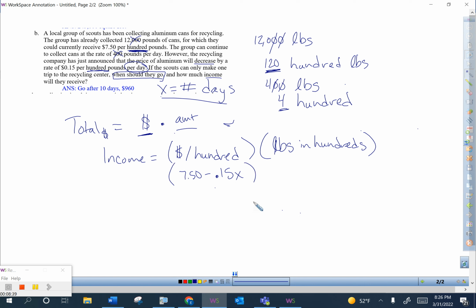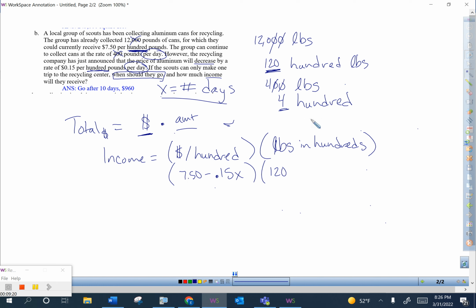That's our first part. Now we're going to do the same kind of thing over here. We're going to just look at the numbers that we have in hundreds of pounds. We already changed them to 120 and 4. Those are the numbers we have to use. But we have to go back to the reading to see which one goes with X. So here it says they have already collected the 12,000. So that was 120, our starting point. Then it said the group can continue at a rate of 400 per day. So that's that per day again, so that number has to go with our X. So we're starting with our 12,000, which was really 120 in our hundreds.